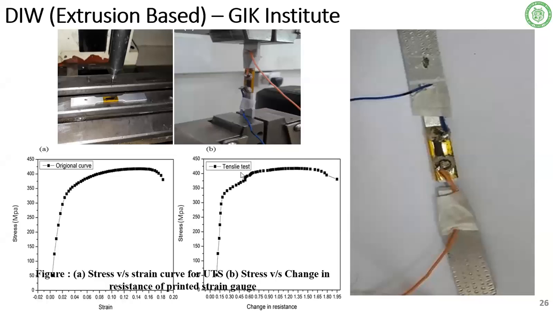And then what we did, we took an aluminum sample and directly printed the strain sensor on that aluminum piece, and we put it on a tensile testing machine. The bottom figure on the left side is the graph from the tensile testing machine, and the right side shows the behavior of our sensor. It means that till fracture, it gives us the value.